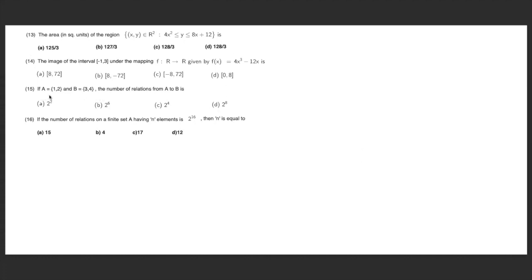Now let us look at another problem. If A is {1, 2} and B is {3, 4}, what will be the number of relations R from A to B? I will also be solving the 16th one, where the number of relations on a set A of n elements is 2 to the power of 16. Let us have a look at both. How do we solve it?